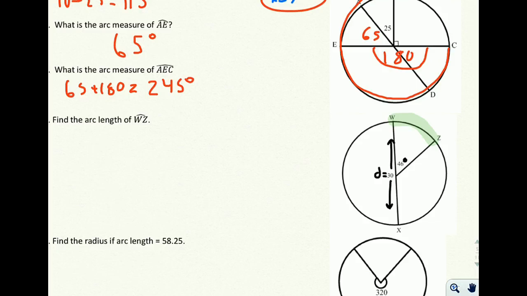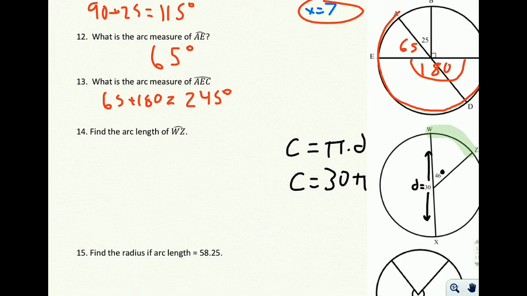Our circumference is the whole distance around. So circumference is equal to pi times the diameter, or in this case, pi times 30. The arc length is what fraction we have of that 30 pi. So we have only 46 degrees out of 360 degrees in a circle. That's all we've got for the central angle, is 46 degrees of the 360. And we multiply that fraction by our 30 pi.